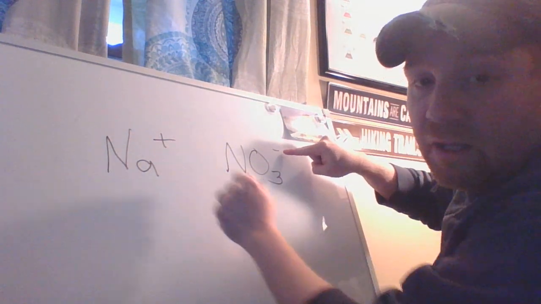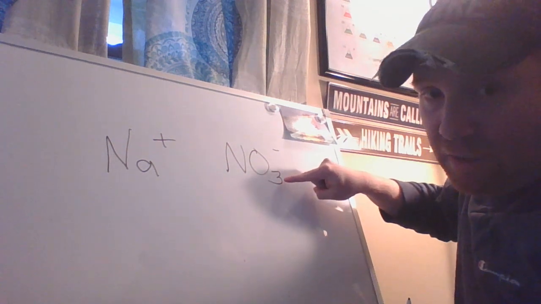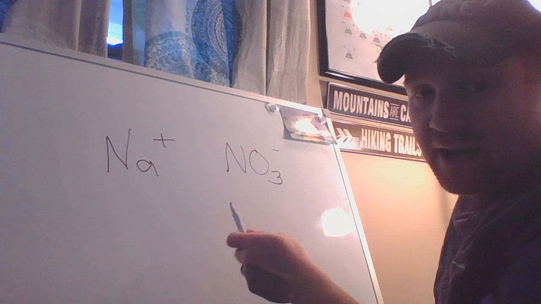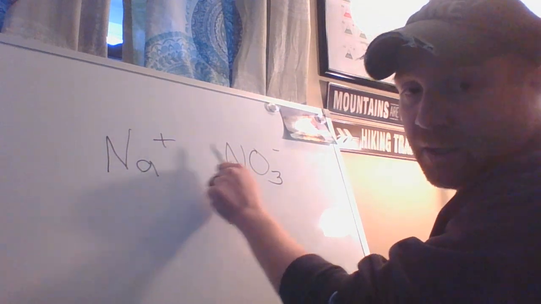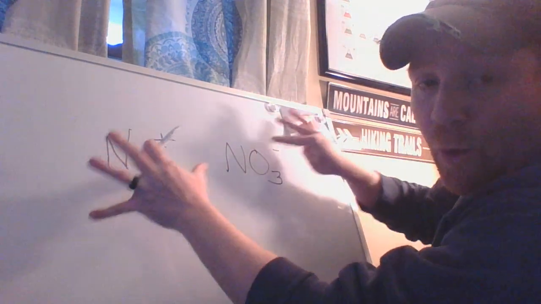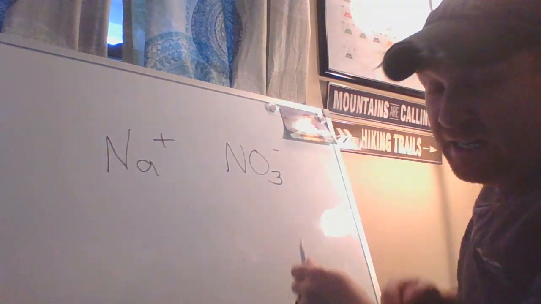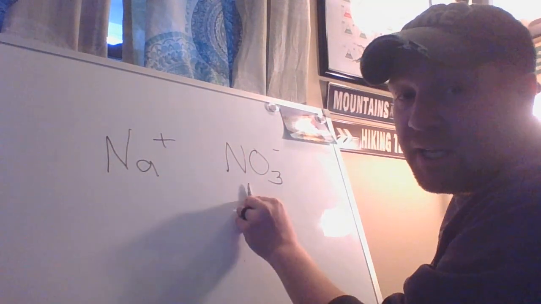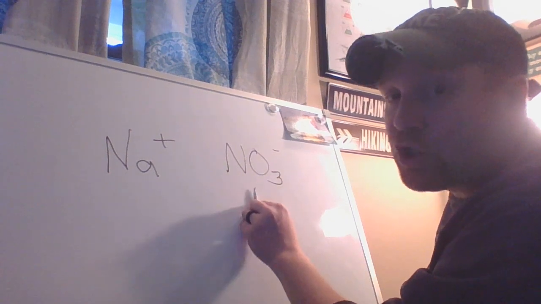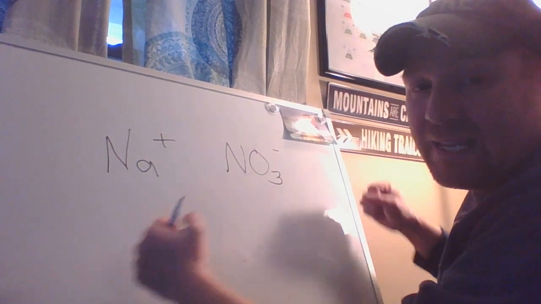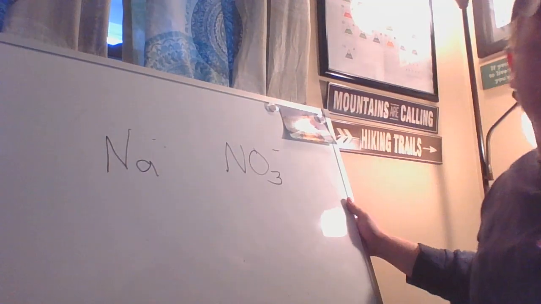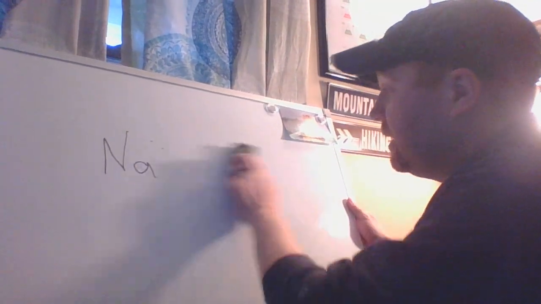If I want to get these two together, we're still thinking about balancing the charges and making them 0. Like I said in the last video, this 3 oxygens has nothing to do with the charge. You need to ask yourself, if this is a +1 and this is a -1, how many of each of these do we need? You simply need 1 sodium and you need 1 nitrate ion. So when we get them together, I'm going to write it.